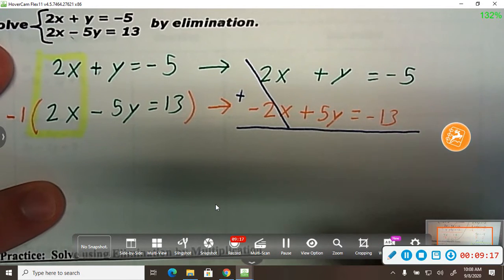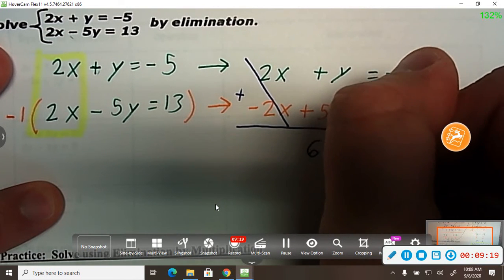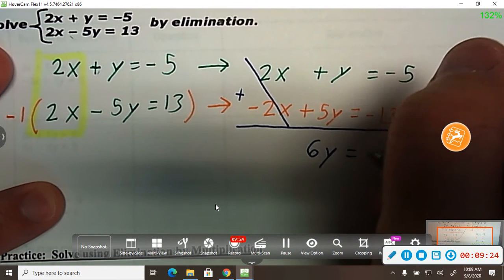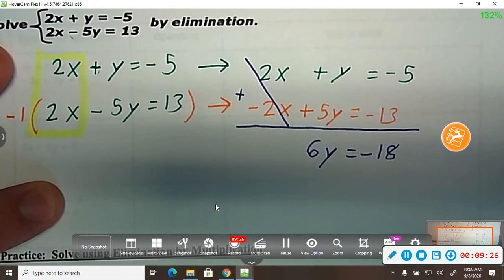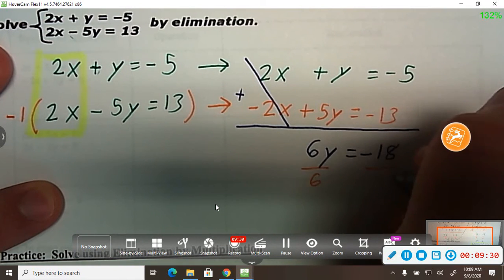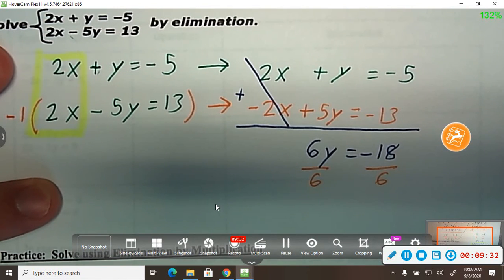1y plus 5y is 6y. And negative 5 plus negative 13 is negative 18. Divide both sides by 6. And I get y is negative 3.